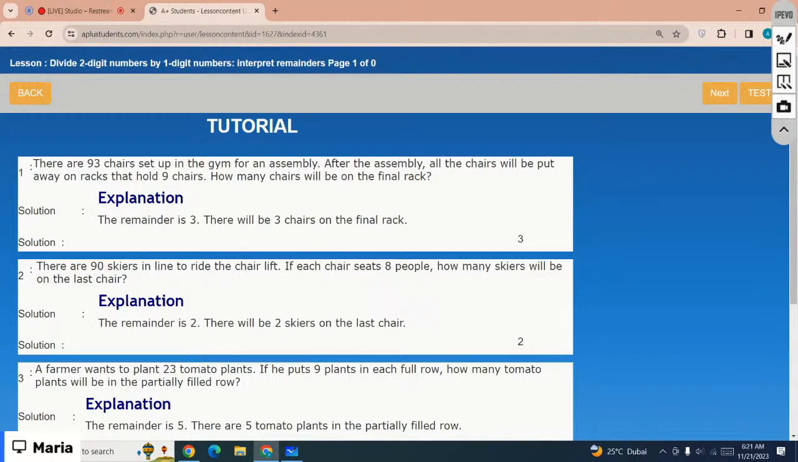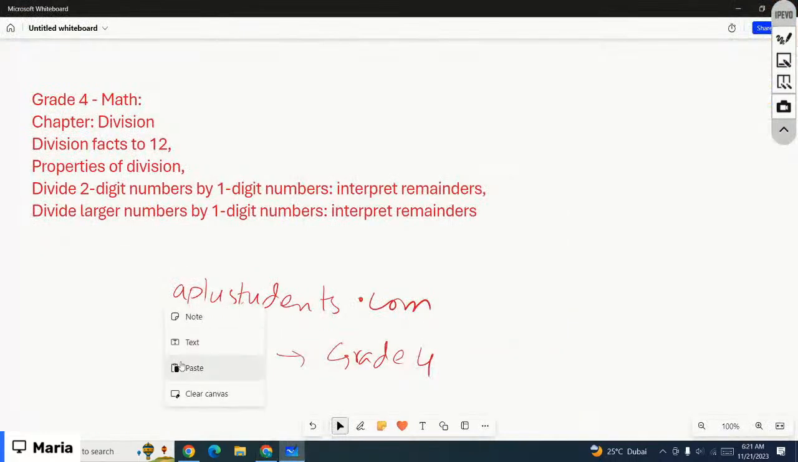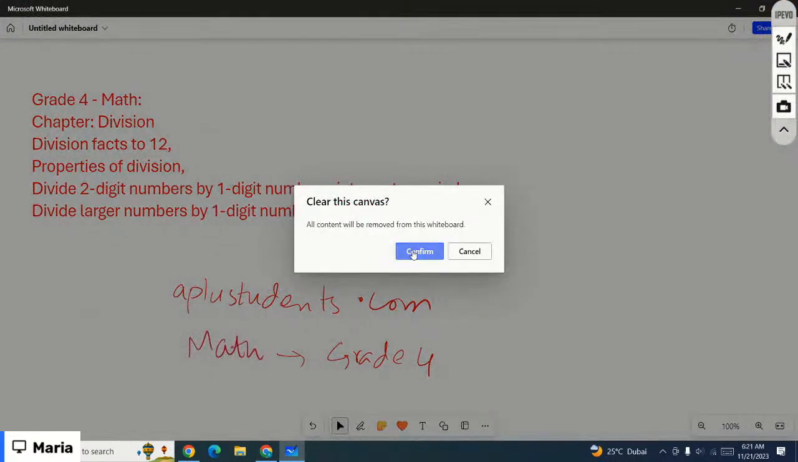Okay, so you have 93 chairs, right? Each rack holds 9 chairs. You have to see how many chairs the last rack has, right? Basically, you have to find the remainder of these questions, right? Just divide 93 by 9 and let's see what the remainder is.